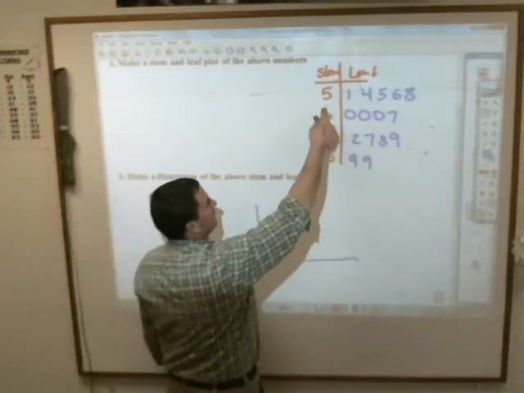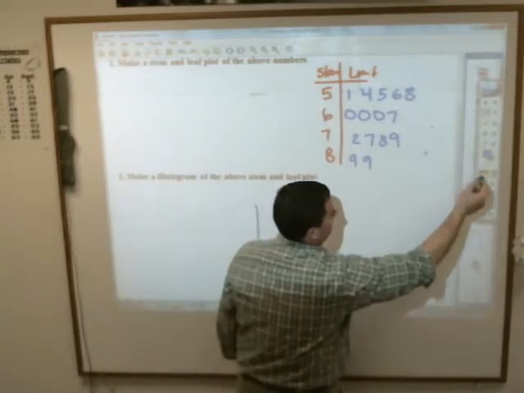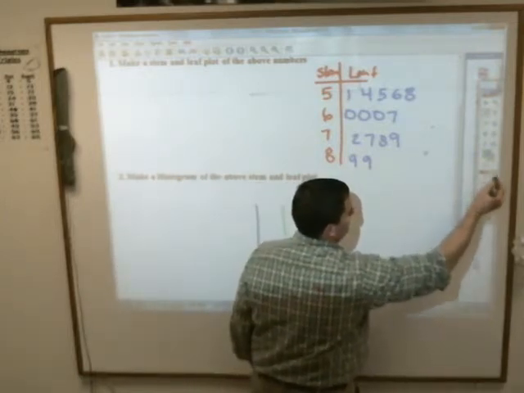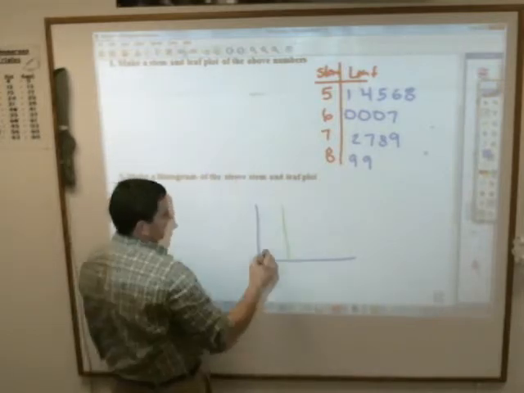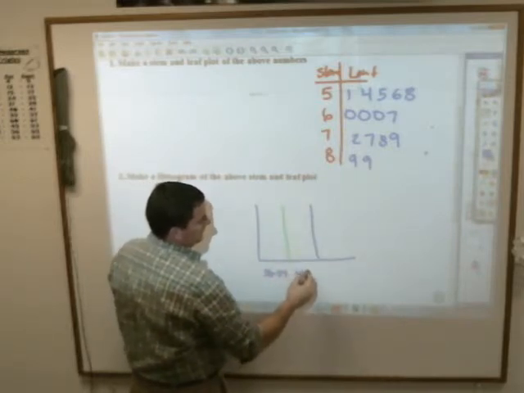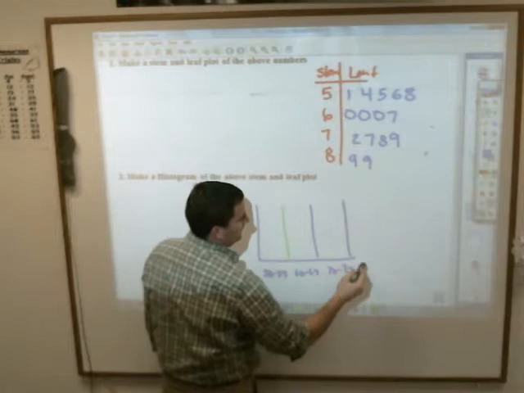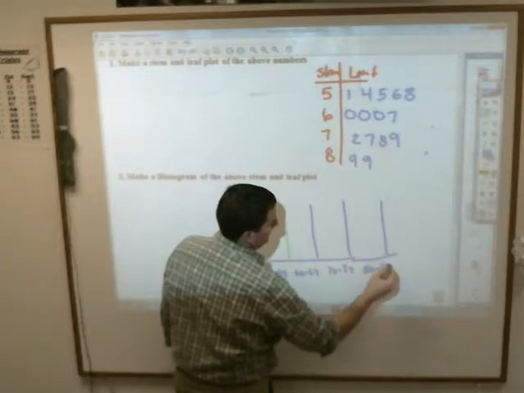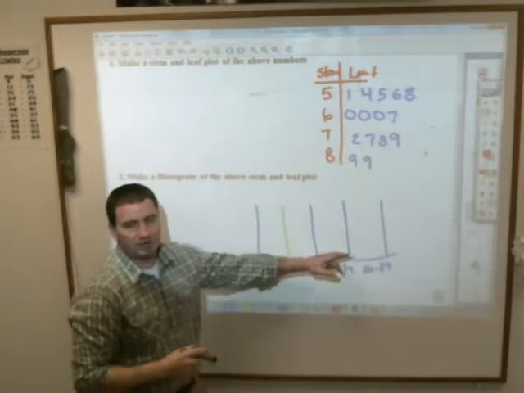In other words, okay, this group goes from what? It goes from 50 to 59. So your first column here is going to go from 50 to 59. Your second column will go from 60 to 69. Third column is 70 to 79. And then your fourth one, your last one, is 80 to 89. And what you are saying in your histogram is how many numbers fall in that range.